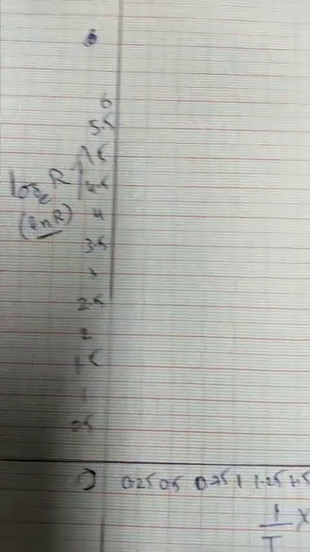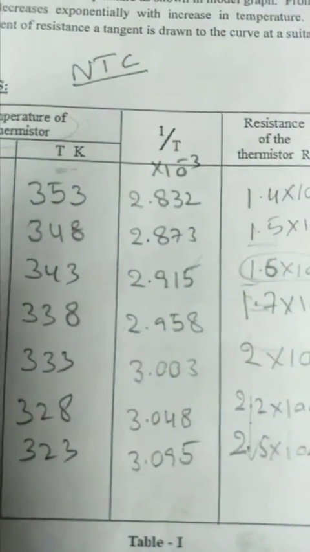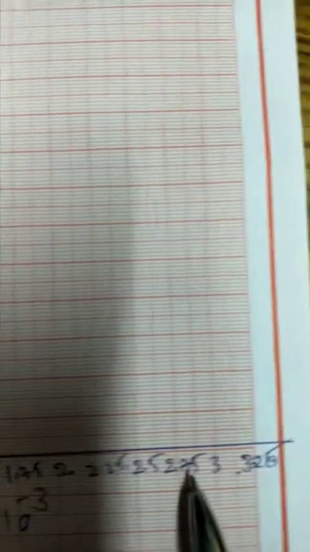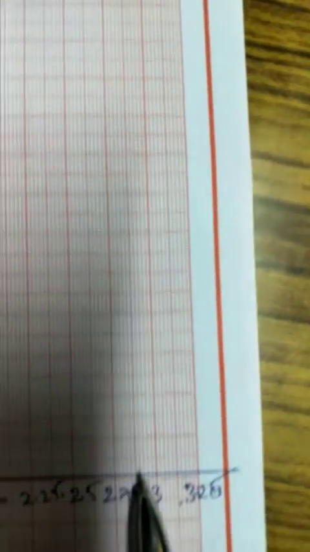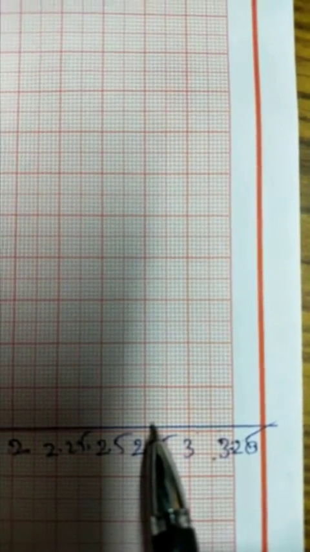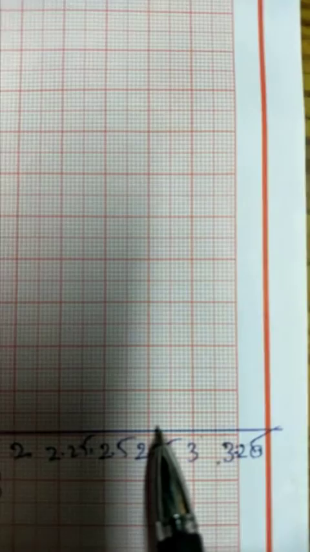So log R you have taken. Then I'll note down the values here. What are you getting at 2.8? At 2.8, the value is 4.94. Somewhere here, see, very near. At 2.8 we have 4.94, which means it is here. This is the point that I have to note down.